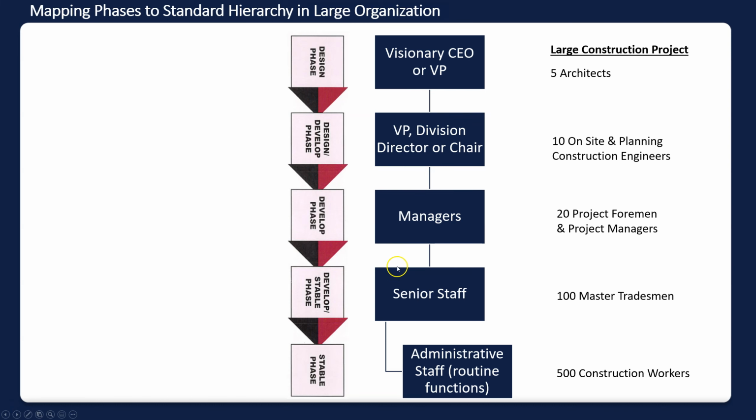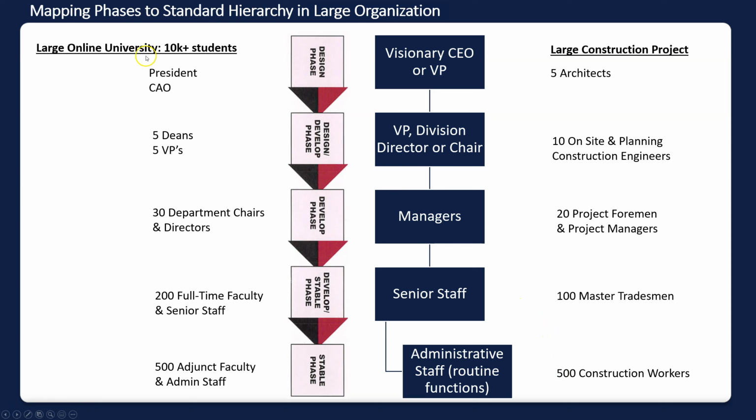Now, for a large construction project, what this might look like is you have 5 architects, you have 10 on-site in planning, construction, and engineers, you have 20 project foremen or project managers, you have 100 master tradesmen, and then you have 500 construction workers. Now, what a large online university that, say, has 10,000 students or more, you're going to have a president and chief academic officer that are going to be up here. Then you're going to have deans and VPs that are more at the design develop level. Then you have department chairs and directors that are more at the develop level. And then you have the full-time faculty that are kind of like the master tradesmen. Then you have adjunct faculty and administrative staff that handle the stable path.